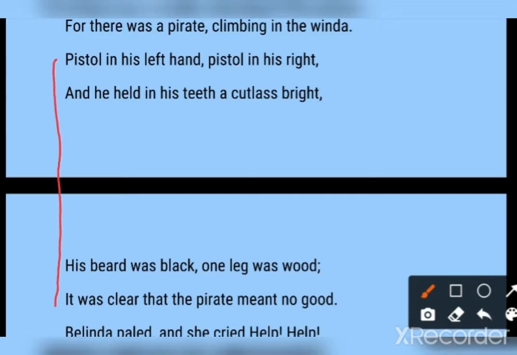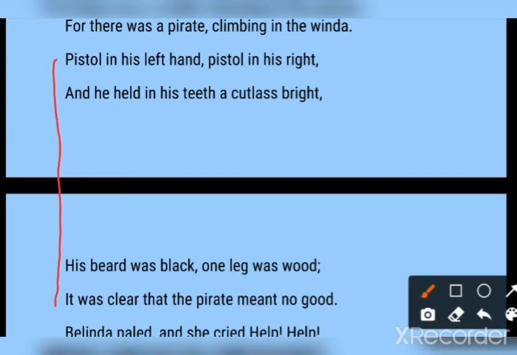These are four lines: "Pistol in his left hand, pistol in his right, and he held in his teeth a cutlass bright. His beard was black, one leg was wood. It was clear that the pirate meant no good." Cutlass means a short sword, or we can simply say a knife with curved blades.